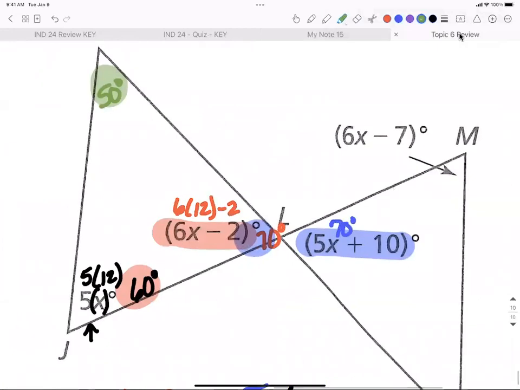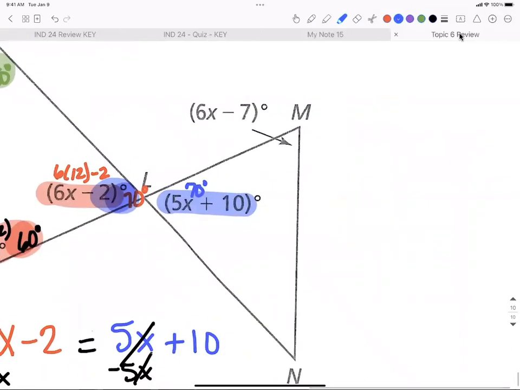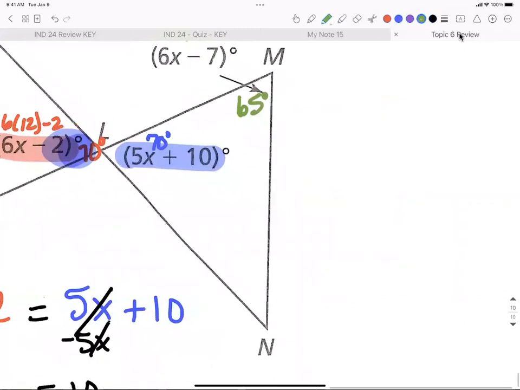Well, if you know that this angle right here is 60, and you know that this angle is 70, the 3 interior angles of a triangle have to equal what? 180? So if you add 60 and 70, you get 130. Take that from 180 and that gives you 50. And then over here, I forgot, I need to do a little bit more work. I've got 6 times 12 minus 7. What's my M angle? Everybody agree? Yeah. 65 degrees.